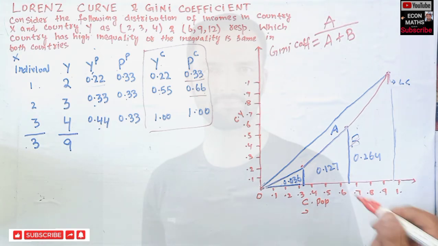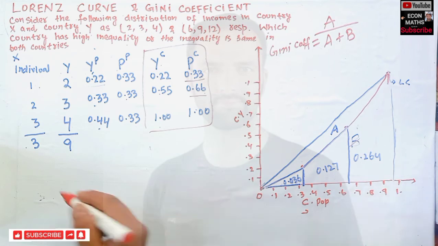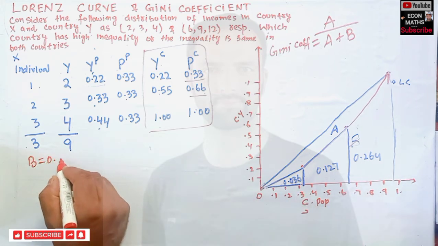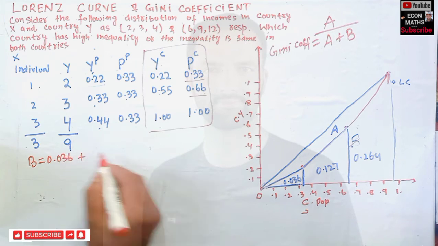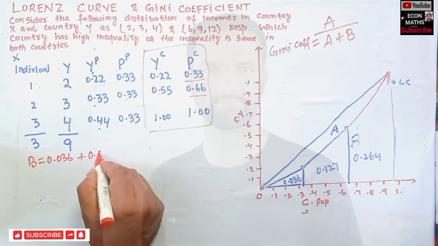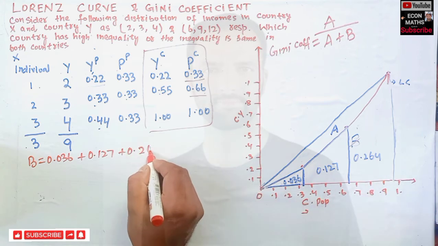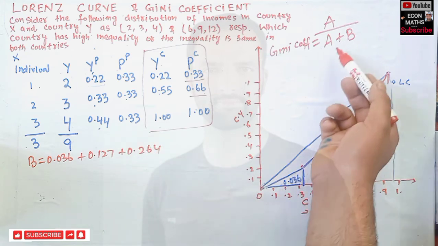So this is our area B. So our B would be equal to this area, that is 0.036 plus this area 0.127 plus this area 0.264. Okay, now what is our A plus B?